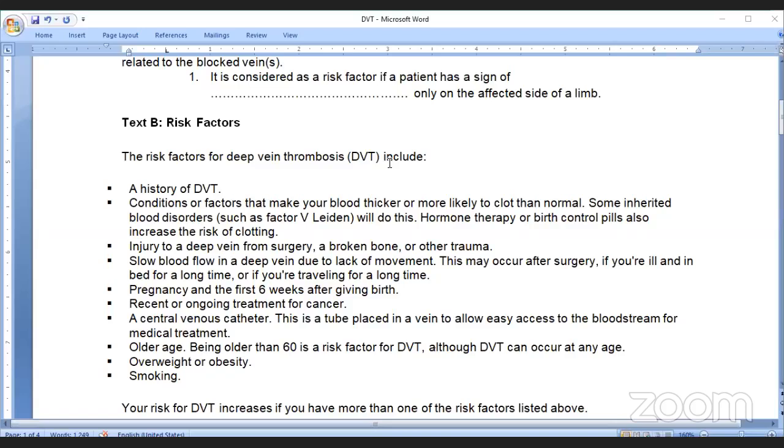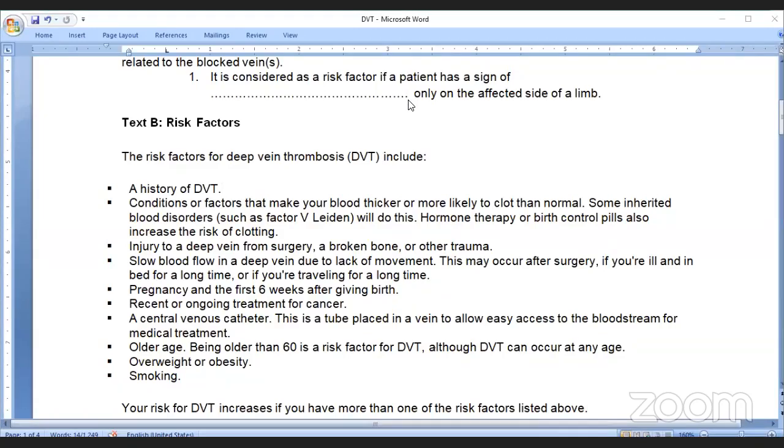DVT. A history of DVT. So we have two answers so far, DVT and broken bone. A history of DVT, this is one. And here is injury to a deep vein from surgery, a broken bone, or other trauma. Know your keywords. Just look at the keywords.